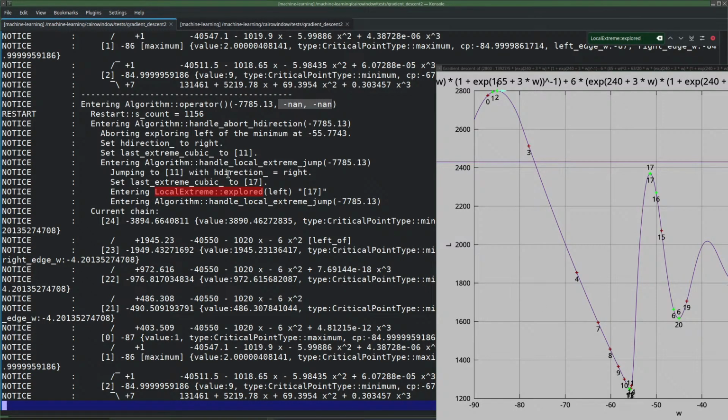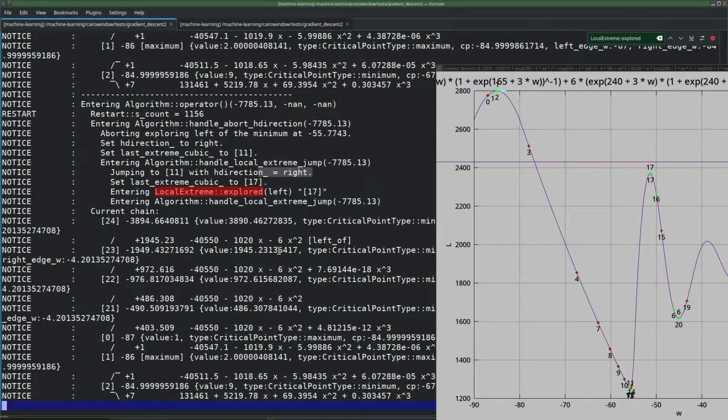Jumping to 11 with H direction is right. I wouldn't even care, man. This is not correct. We should immediately abort this, because 11 was already explored to the right. Set last screen to 70. Yeah, this is wrong.